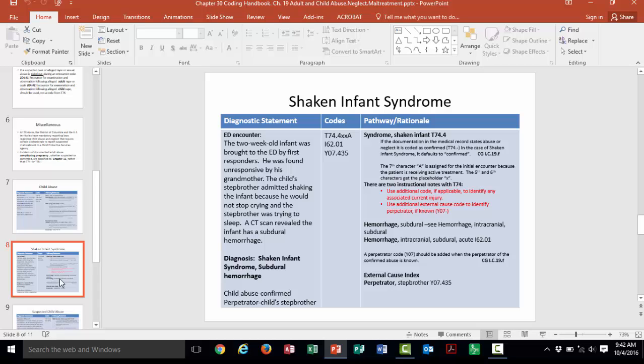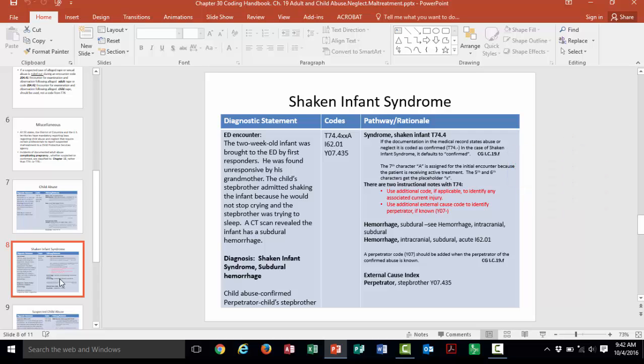Here's another one, shaken infant syndrome. A 2-week-old infant was brought to the ED by first responders, found to be unresponsive by his grandmother. The child's stepbrother admitted shaking the infant because he would not stop crying, and the stepbrother was trying to sleep. A CAT scan revealed the infant has a subdural hemorrhage. So our diagnosis is shaken infant syndrome, which is a confirmed case of abuse, and the perpetrator, in this case, is the child's stepbrother.